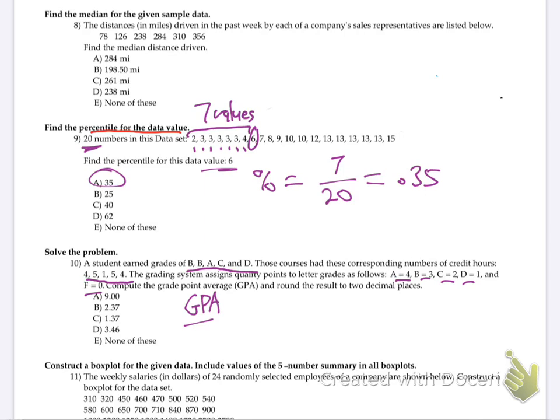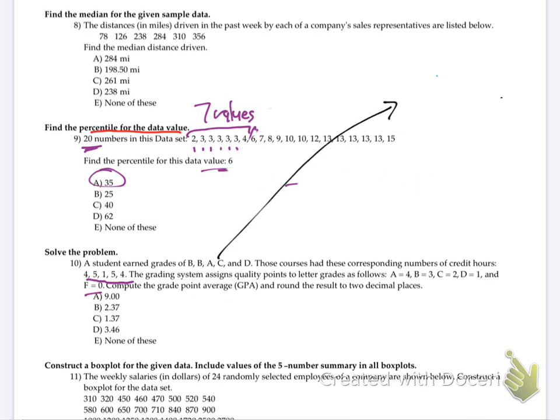So let me help you with it. So if the grades are B, I gotta have a little more room. I'm gonna move it over here. So the grades are B, B, A, C, D. Remember how the grade points work? How much is a B worth? 3.0. That's a 3, the A is 4, the C is 2, the D is 1.